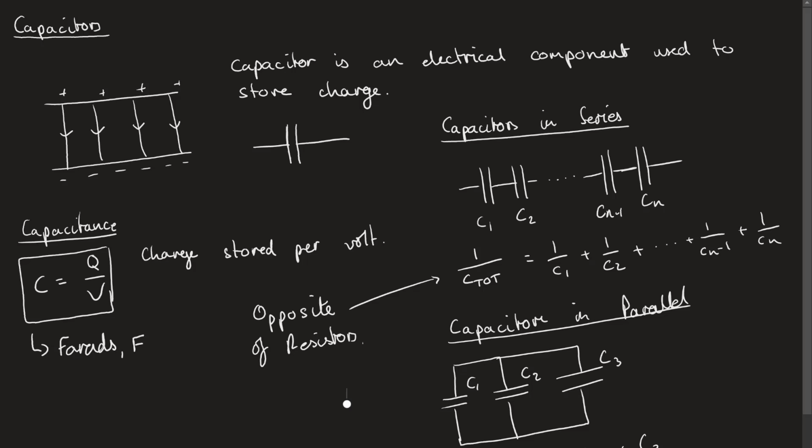We can say that we can define capacitance by the charge stored per volt, and we say that when we add multiple capacitors either in series or in parallel, it's just the opposite trend to how we add resistors.